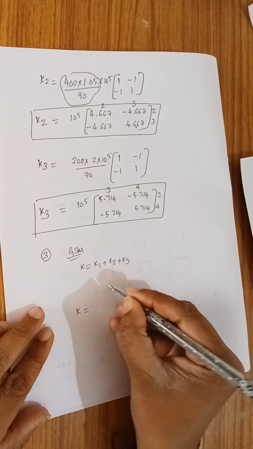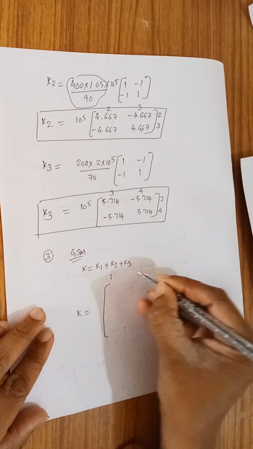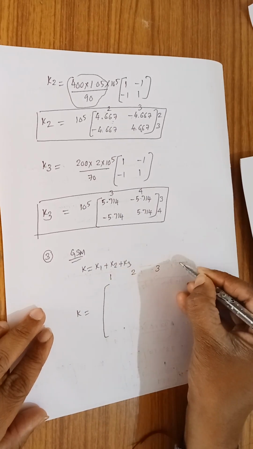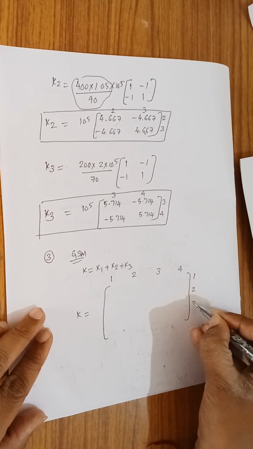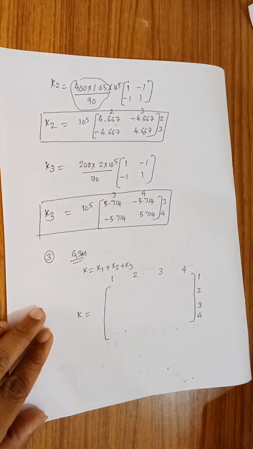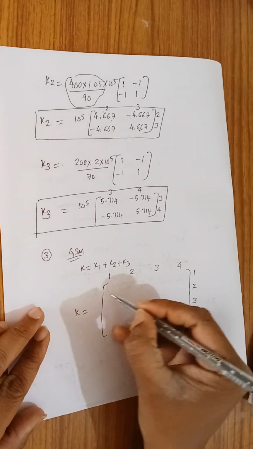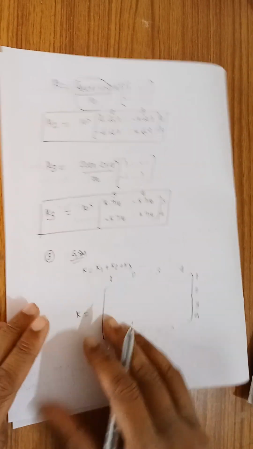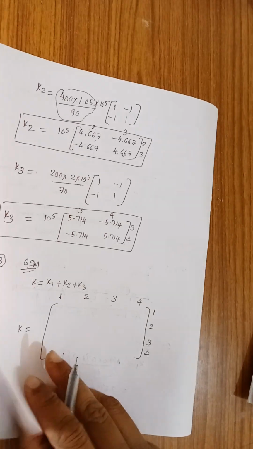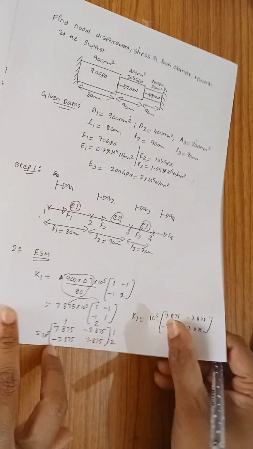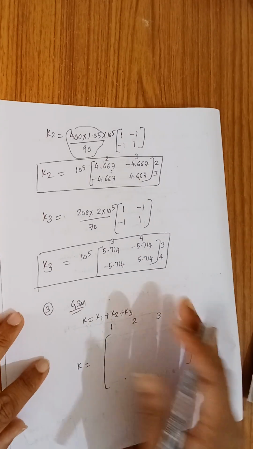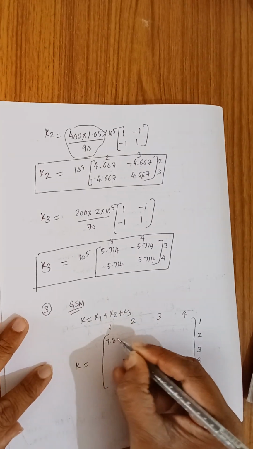There are a total of 4 nodes: node number 1, node number 2, node number 3 and node number 4. So when I add, at 1 and 1, I check the elemental stiffness matrix 1 here. At 1 and 1, I'm getting 7.875. Even how to add this, I have explained in the previous video. You can check it over that.